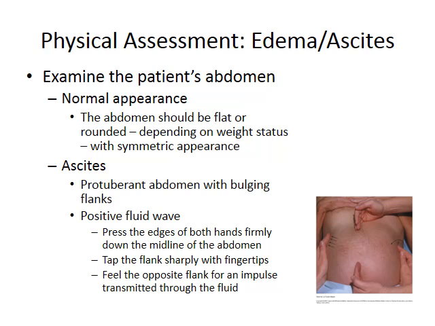Press the edges of both hands firmly down the midline of the abdomen. Have someone tap one flank sharply with fingertips. Feel the opposite flank for an impulse transmitted through the fluid. If you can feel an impulse transmitted through the fluid, ascites is present.